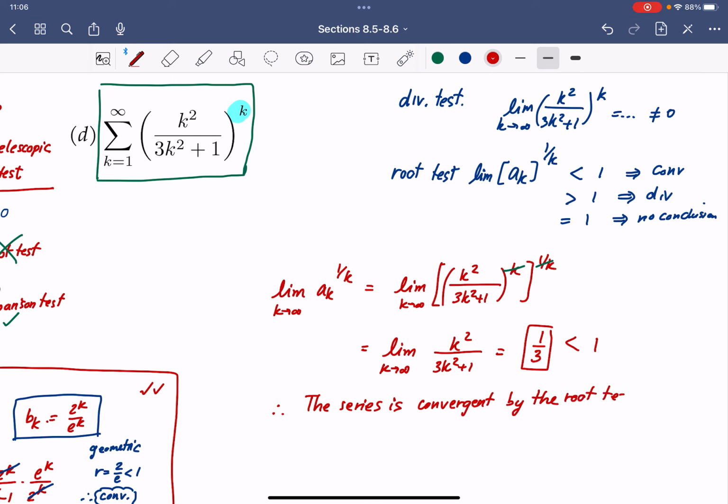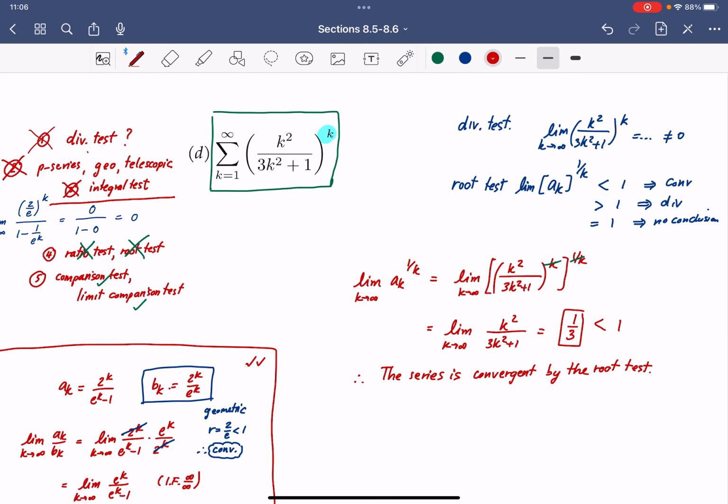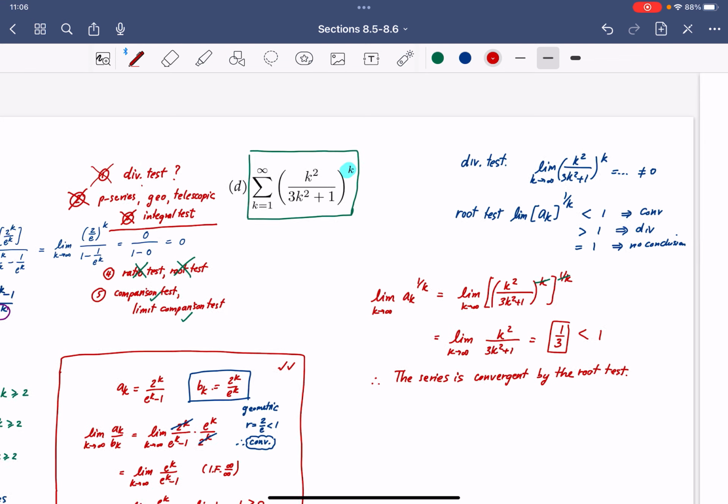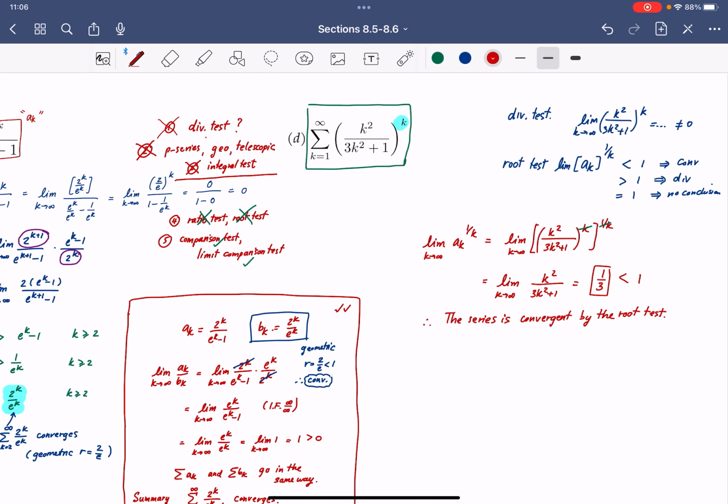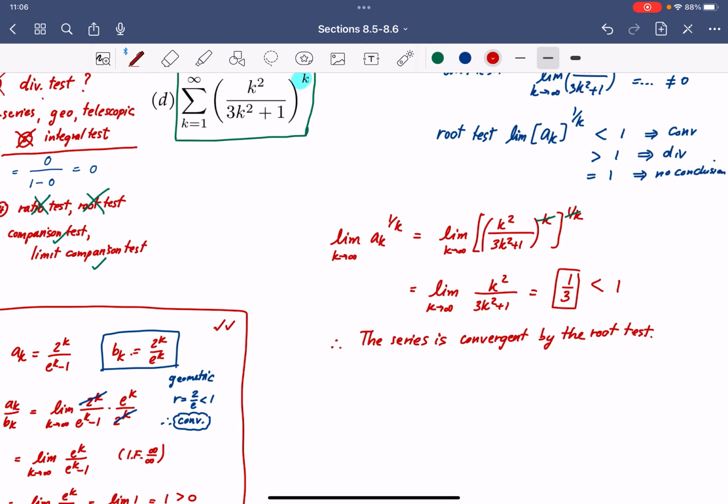Good. And then done. You don't have to use something else. Once you figure out it is convergent, it's convergent. That's it. Okay, I'll let you jot down in a minute.